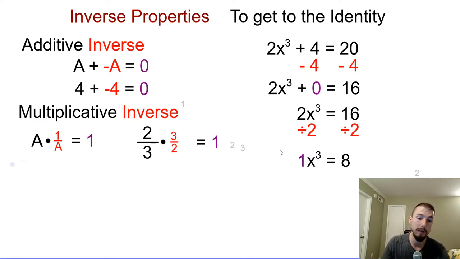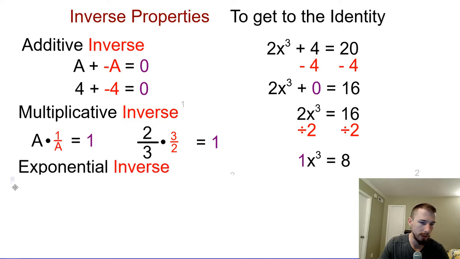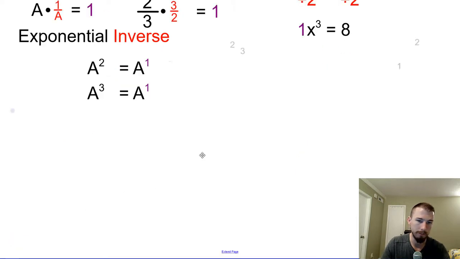Then the last step is we want to undo a cube. Well, to do that, we have to use the inverse for that. The exponential inverse, and we undo things by multiplying the power by its reciprocal. So if we're squaring something, we undo a square by taking the square root.